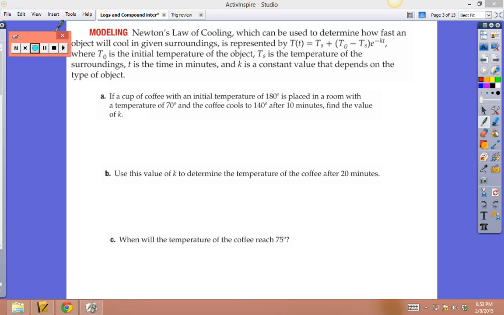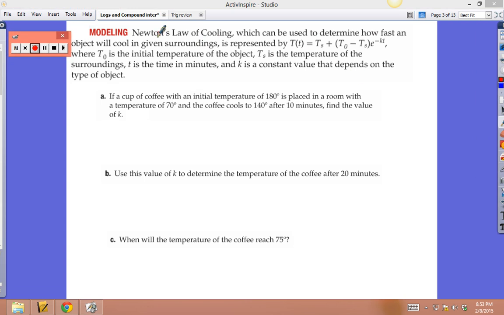So this next one is kind of a famous model. The law of cooling. So you can use it to determine how fast an object will cool in given surroundings. So they kind of use something similar to this to figure out the temperature of a body, how long a body's been dead, based on its temperature and the temperature of the surroundings and where it's found.